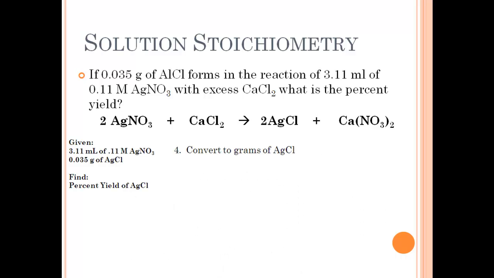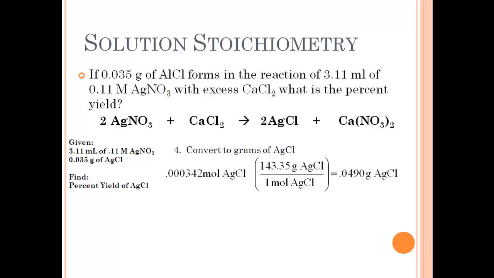Once we know the number of moles of silver chloride, we need to figure out how many grams that would be. We need to use the molar mass of silver chloride and calculate the number of grams of silver chloride produced. In doing so, we find out that 0.0490 grams of silver chloride will be produced based on the sample of silver nitrate solution we use. This is our theoretical yield.